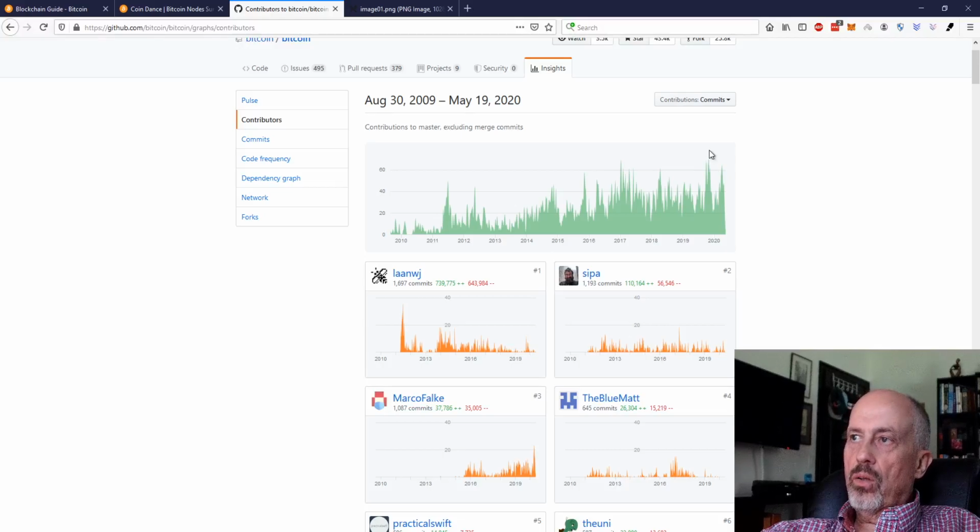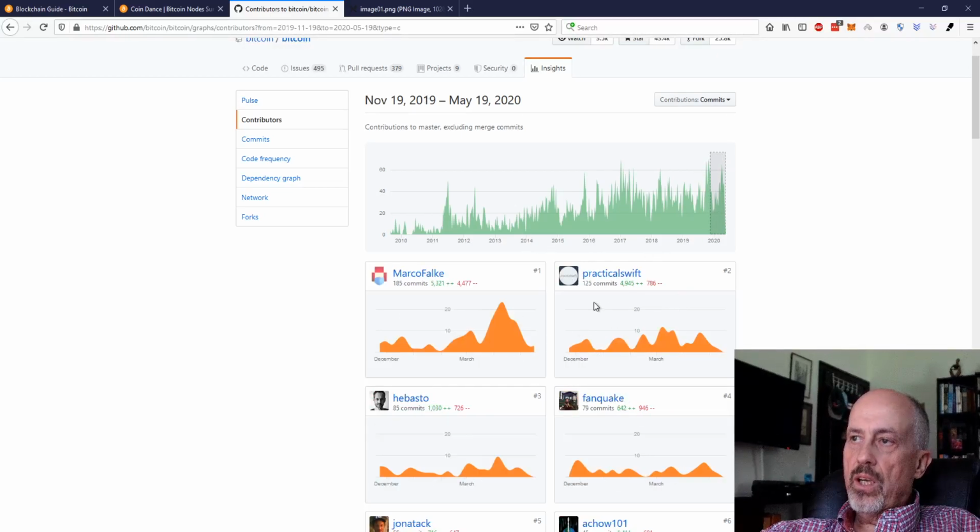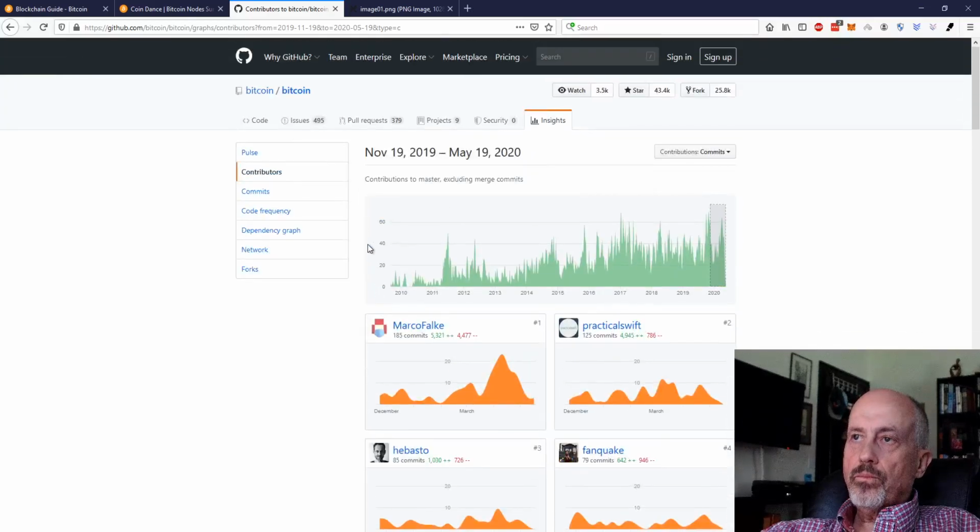But I can also restrict this to specific times. If I want to look into only 2020, then I do this. And then I see who was the contributor so far this year. And it's Marco Falke who contributed most. He did all these changes here. He had 5,321 additions and 4,477 deletions in the code. So extremely active.